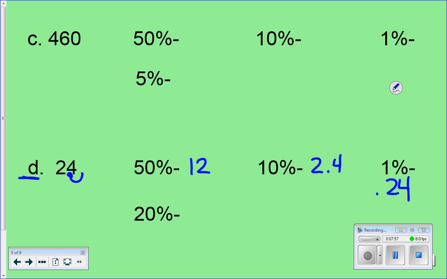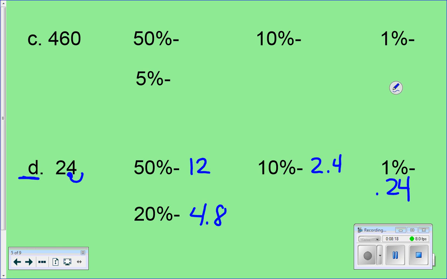Okay. Now, let's find 20%. Now, how can I make 20% out of what I know up here? Somebody I haven't heard from, Jacob. I can add 2 tens, and that gives me 20%. So then I need to add 2 of these, which gives me 4.8.